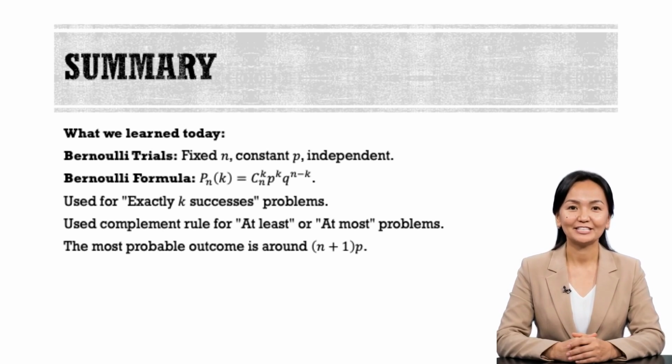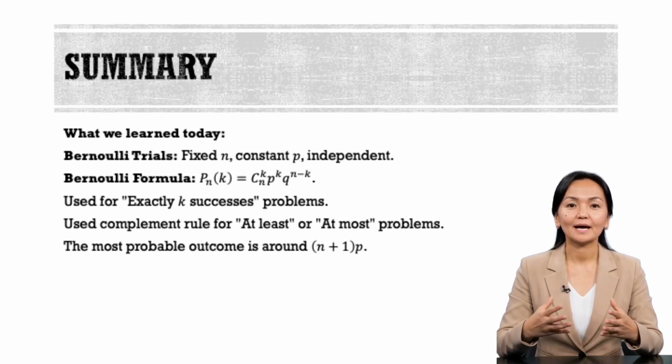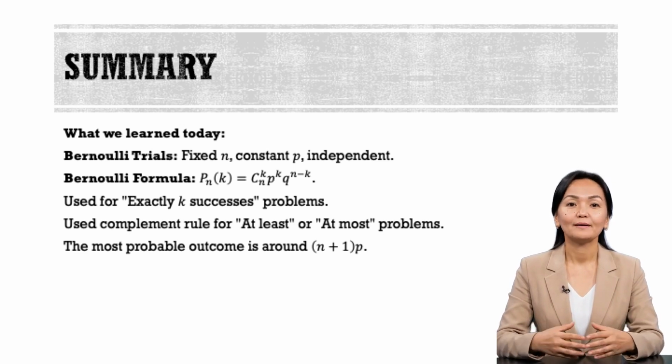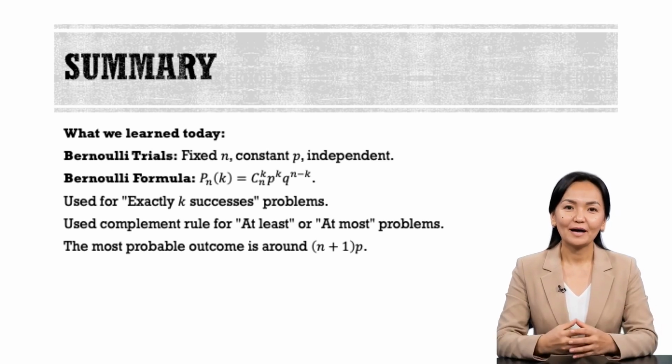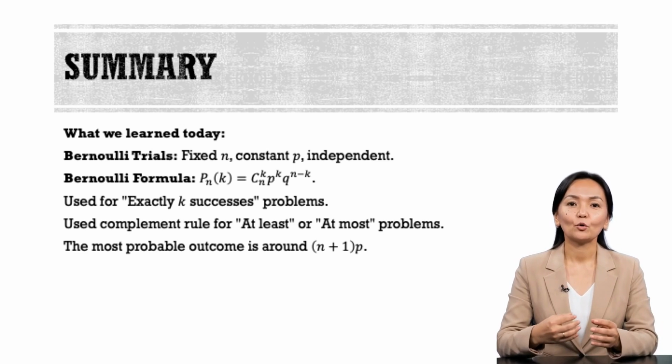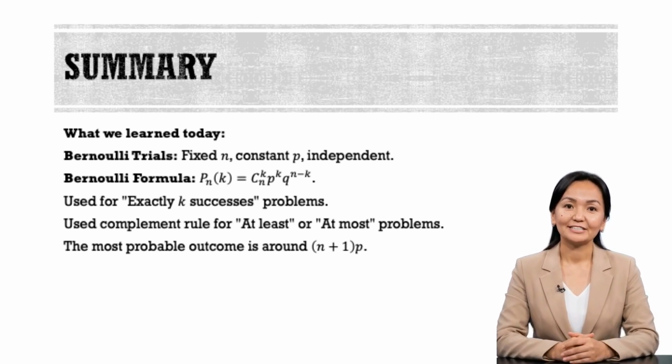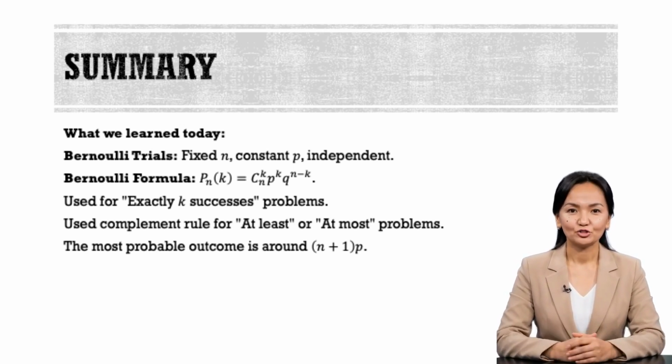Let's test this with an example. Suppose n equals 10 and p equals 0.5. Then n plus 1 times p is 11 times 0.5, which equals 5.5. So k0 must be between 4.5 and 5.5. The only integer in that range is 5, so in 10 tosses of a fair coin, the most likely number of heads is 5, which matches our intuition perfectly.